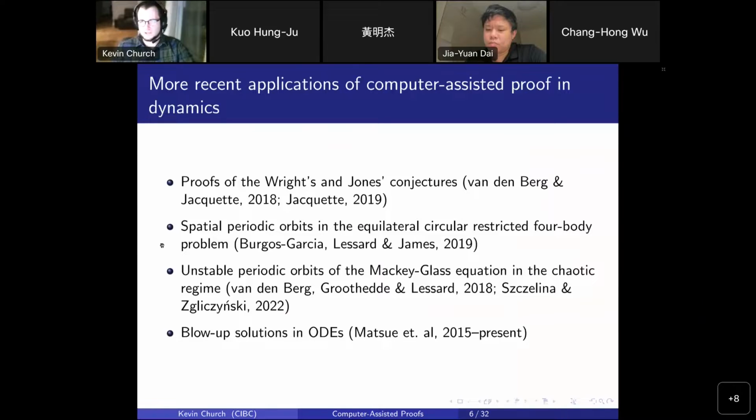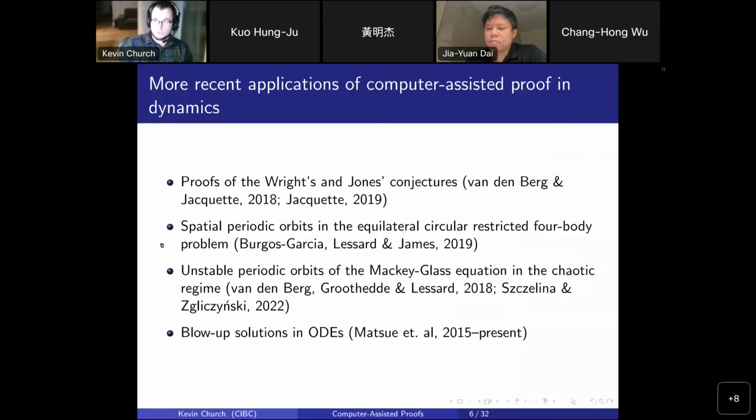And there's currently a lot of work being done to try to actually prove that the Mackey-Glass equations, which are delay differential equations, are themselves also chaotic. There's one student of Jean-Philippe Lessard, my old advisor at McGill, who's trying to do this by finding a topological horseshoe connected to an unstable periodic orbit. And at the same time, there's a group in Poland that's also trying to do similar things using entirely different techniques. So there's a bit of a race going on right now, if you will. A few people are trying to do this at the same time.